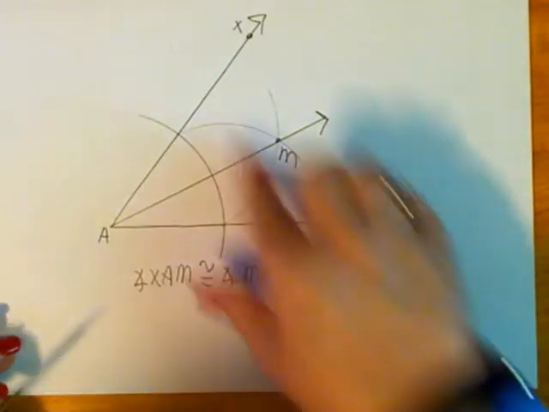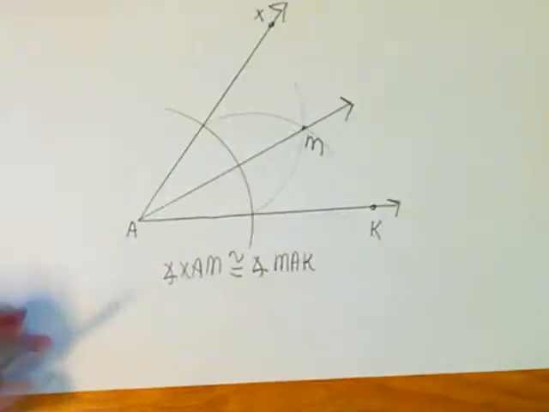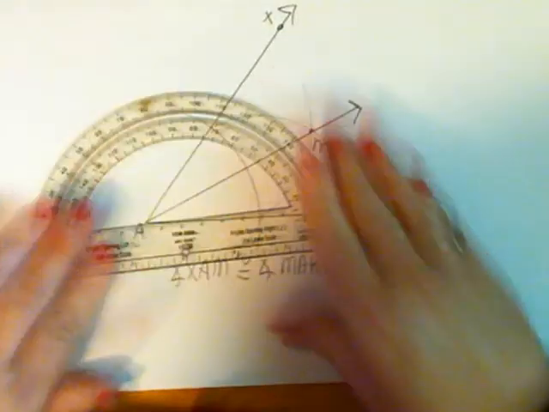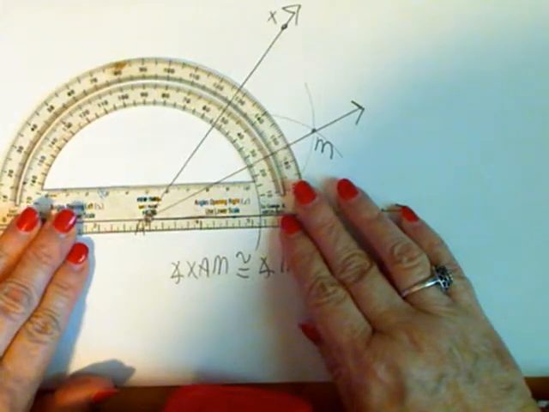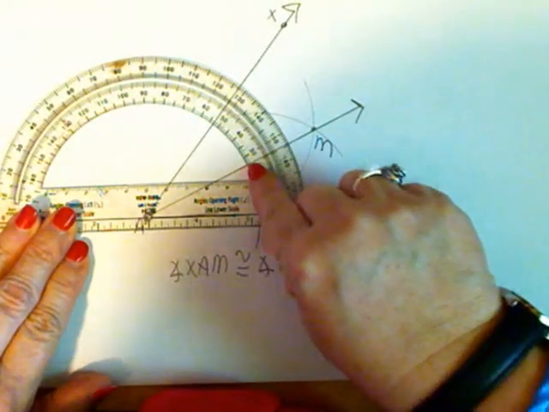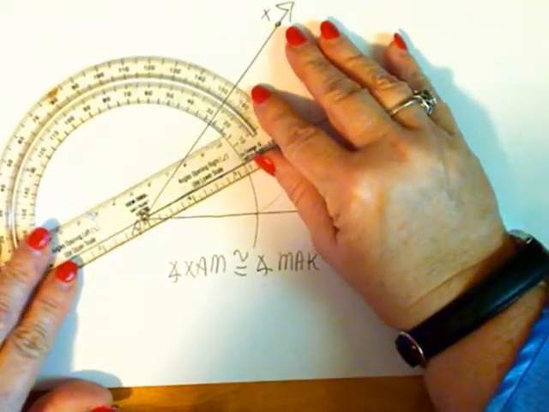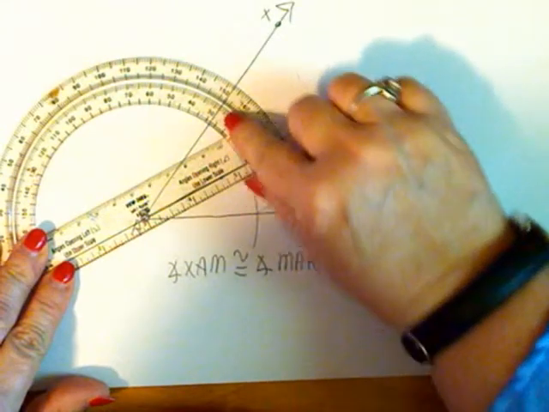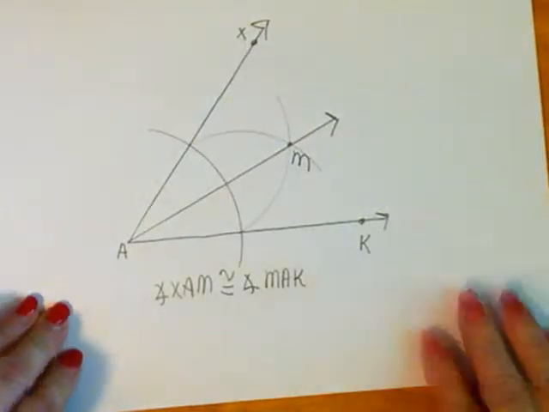Okay, so these two angles are congruent, and if they are, they should have the same measure. So if I measured them with my protractor, I'd line up this and then read this one, and it looks like it's 26. Then I rotate it here, line it up, read this one, and it's a little bigger. It's 27, but it's still pretty accurate.